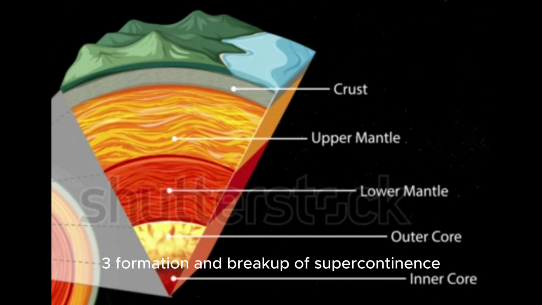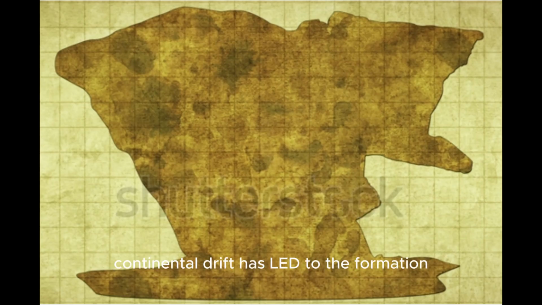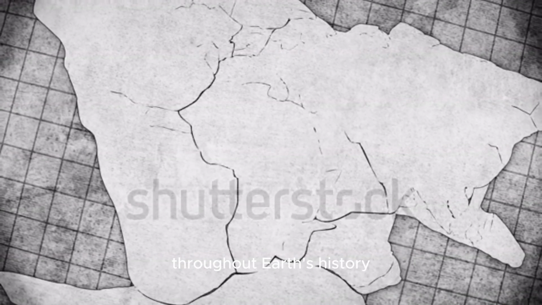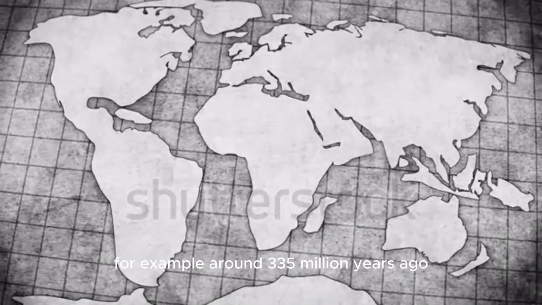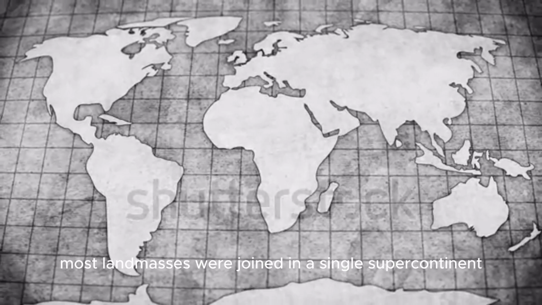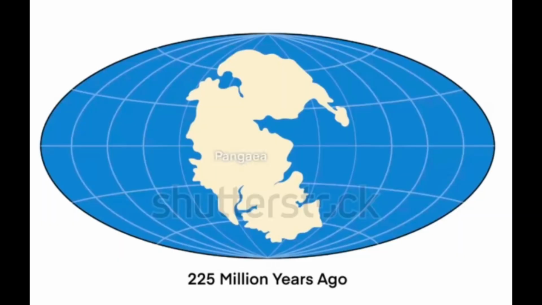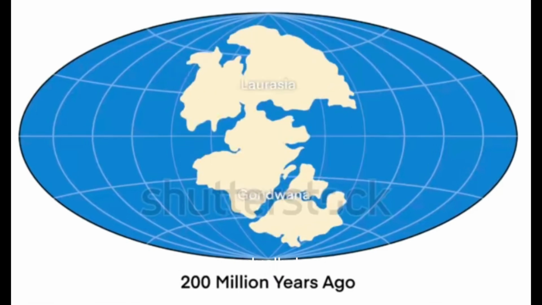3. Formation and breakup of supercontinents. Continental drift has led to the formation and breakup of several supercontinents throughout Earth's history. For example, around 335 million years ago, most land masses were joined in a single supercontinent known as Pangaea. Over millions of years, Pangaea gradually broke apart, leading to the arrangement of continents we see today.